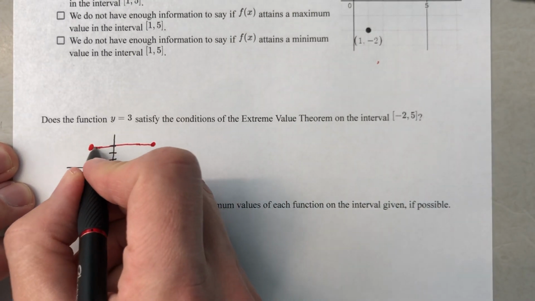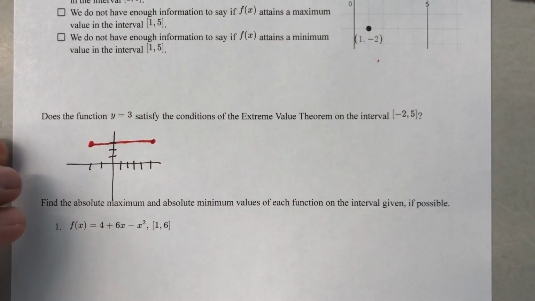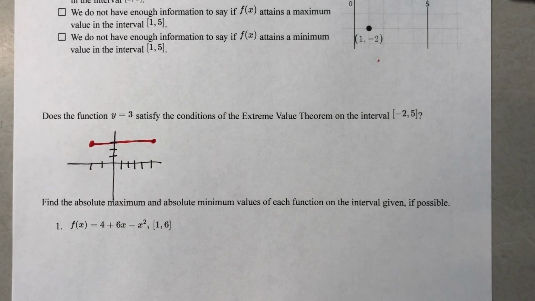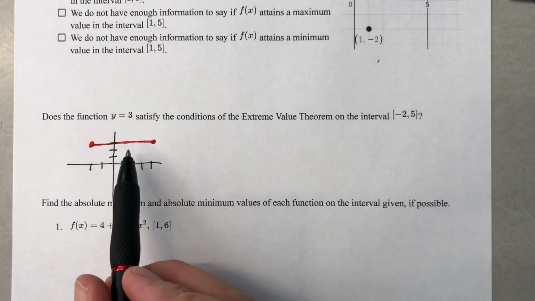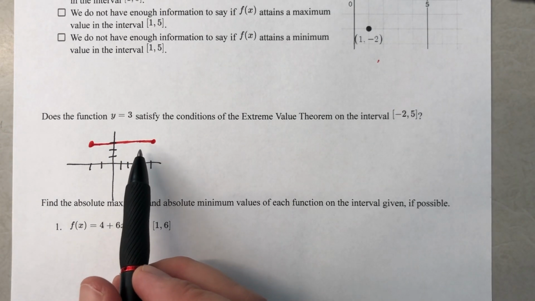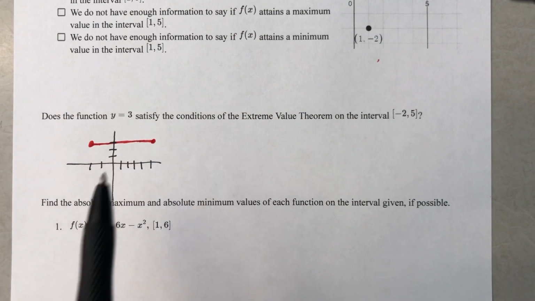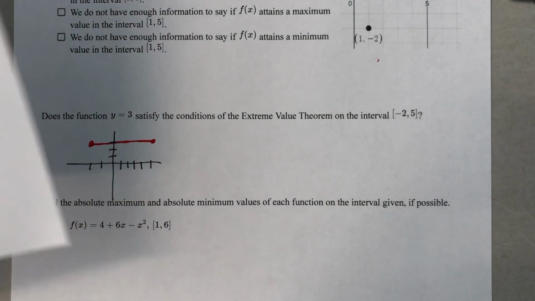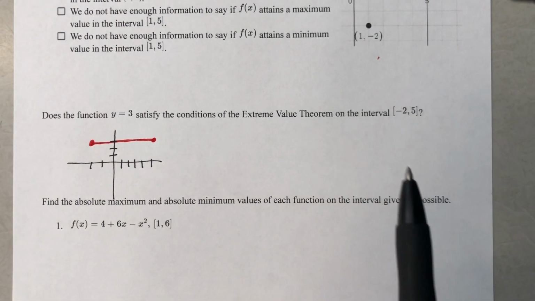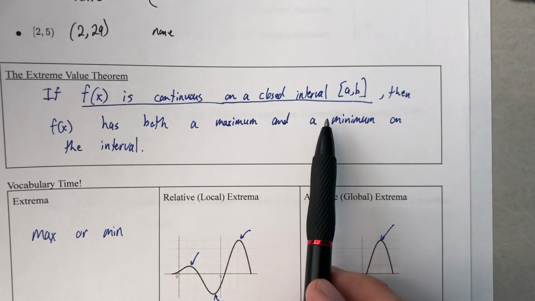Does this have a high point? You might be tempted to say no, but actually the answer is yes. Does it have a low point? Yes. Okay. If I said, what is the maximum? Actually, every point is the maximum, and every point is the minimum. All I need to satisfy the conditions of the extreme value theorem is continuity.